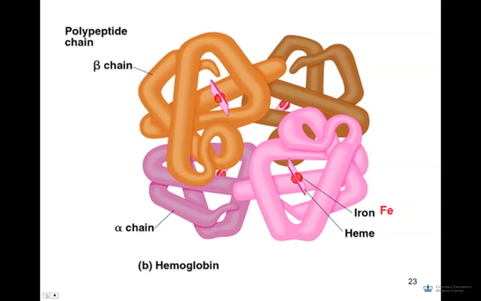So the hemoglobin protein, this is what we're looking at here. You can see that there's 4 subunits. The upper chains we refer to as beta chains. The lower chains we call alpha chains. And you can see at the center of each of these subunits we've got this heme group that contains iron. So the 4 molecules of oxygen will be bound to these iron-containing heme groups.